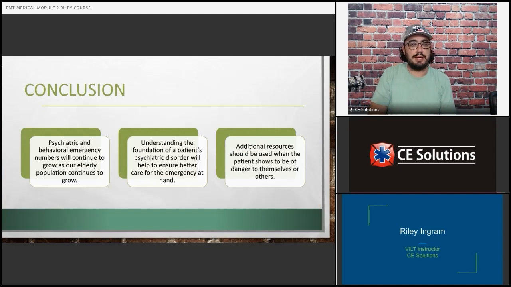Conclusion for this one is psychiatric and behavioral emergency numbers will continue to grow as our elderly population continues to grow. It's just going to go hand in hand there. Understanding the foundation of a patient's psychiatric disorder will help to ensure better care for the emergency at hand. And then additional resources should be used when the patient shows to be of danger to themselves or to others. All right, that was it.